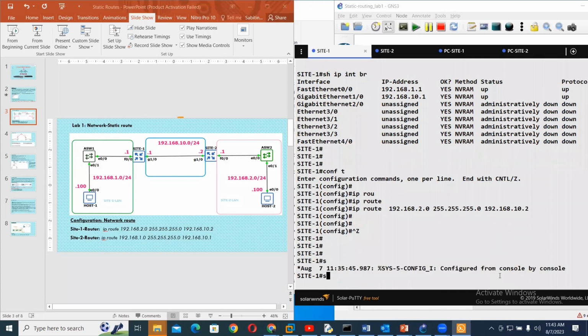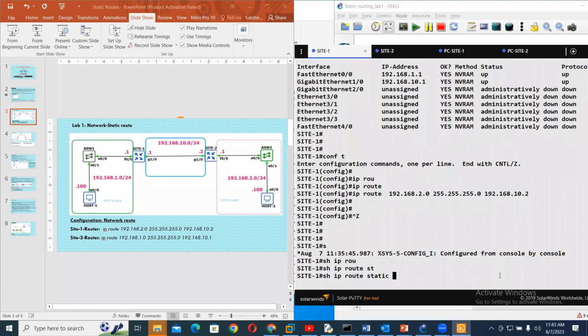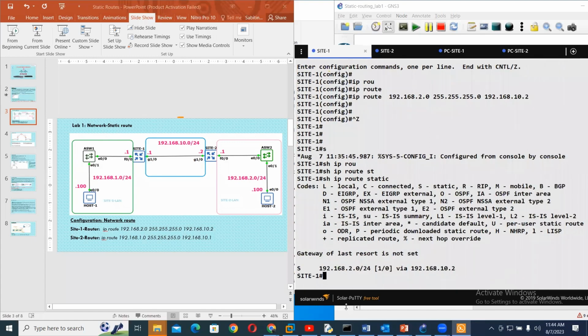Okay, let me see. Show IP route static. I want to check my route. Yeah. So S means static. To reach 192.168.2.0, we must pass via 192.168.10.2. And as I've said earlier, for static route we have an AD of 1, and 0 is the metric. I think we'll discuss metric in another video.